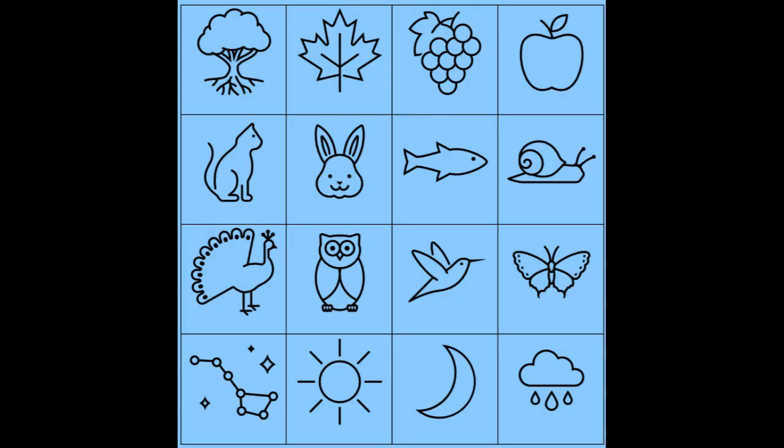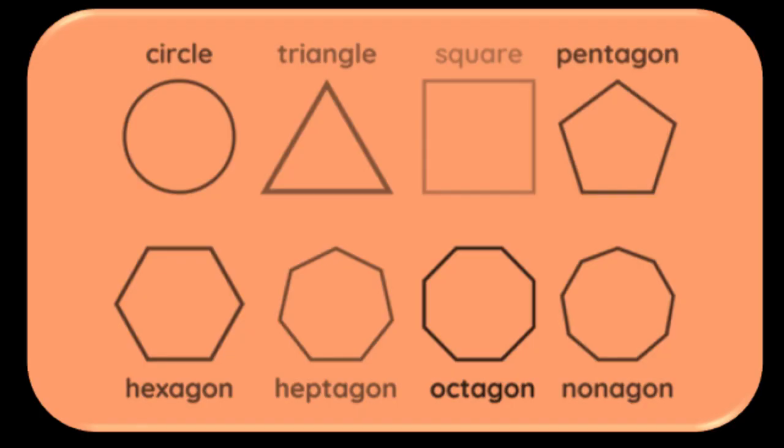Organic shapes are natural shapes found in nature. They are the shapes of plants, animals, birds, mountains, rivers, etc. Geometric shapes are mathematical shapes which include circle, triangle, square, pentagon, hexagon, etc.